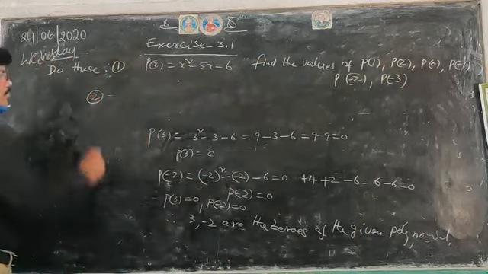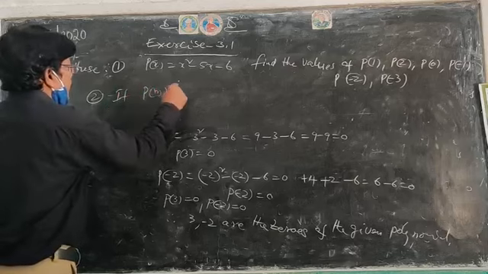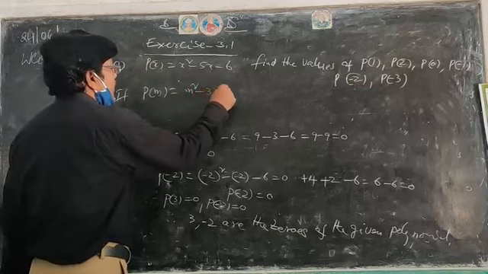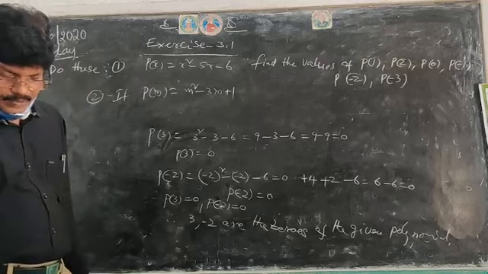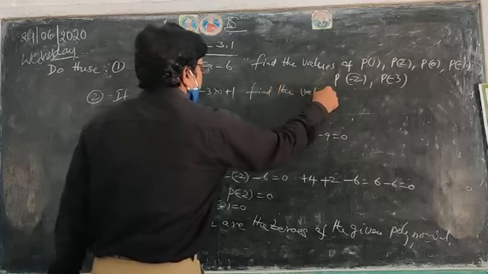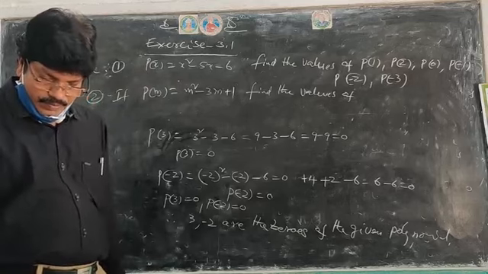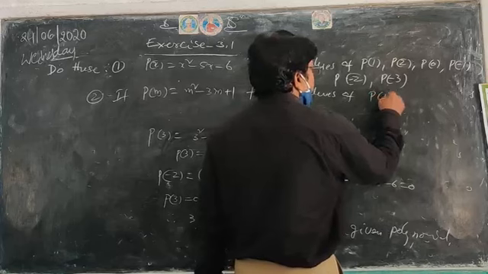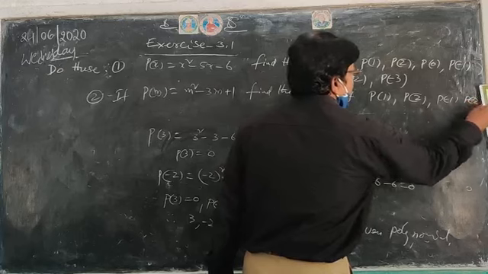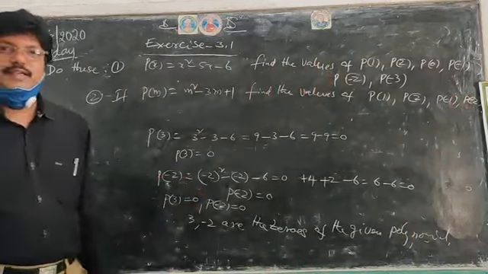Second one: if P of m equal to m square minus 3m plus 1, find the values of P of 1, P of 2, P of minus 1, P of minus 2. Do this. These are for homework.